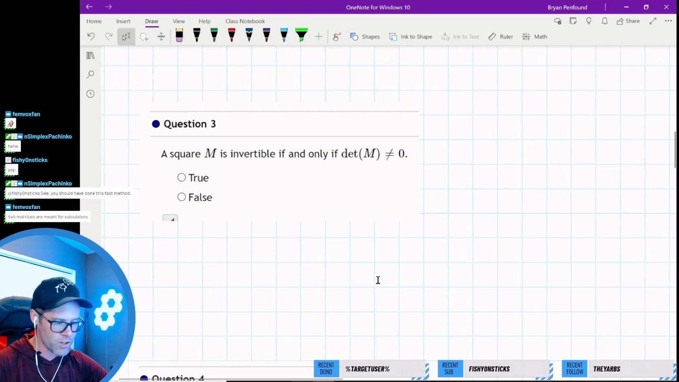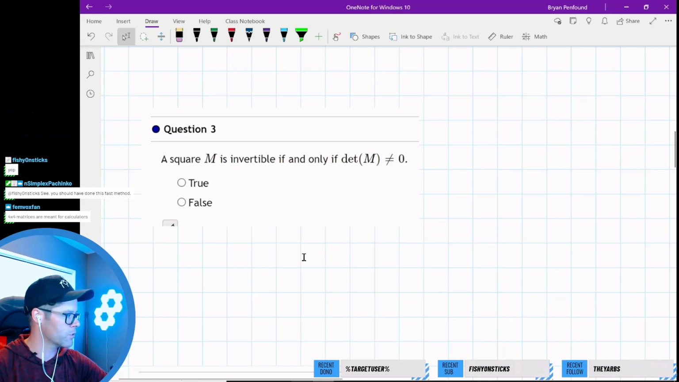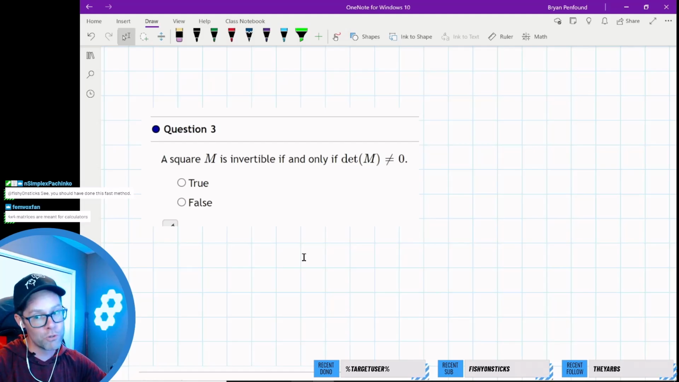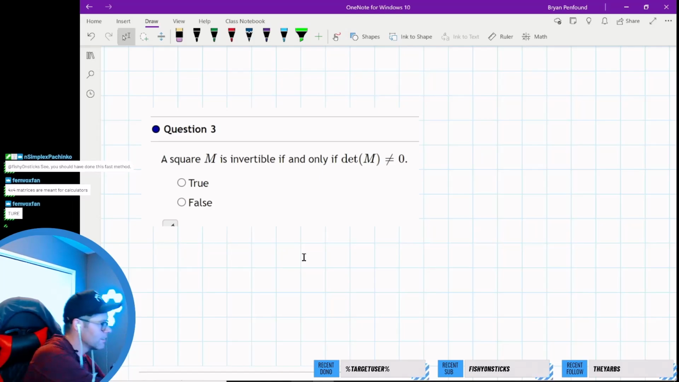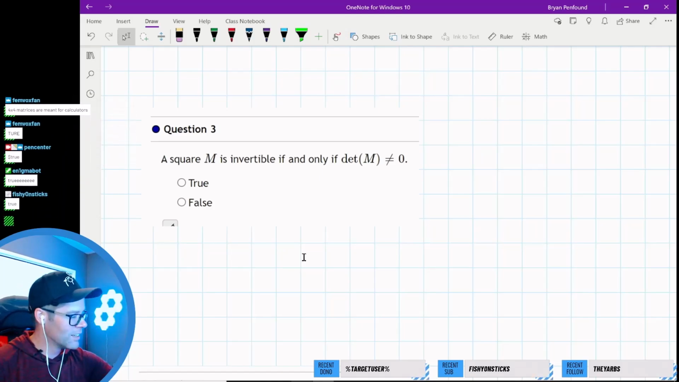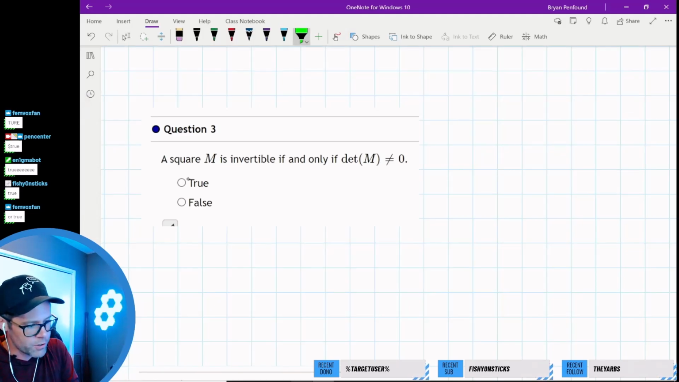What do we think about question 3? A square M is invertible if and only if its determinant is not 0. True or false? 4x4 matrices are meant for calculators. True. Where's Danny? When's Danny coming back? Where is True? True. Yeah, this one is definitely true for sure.